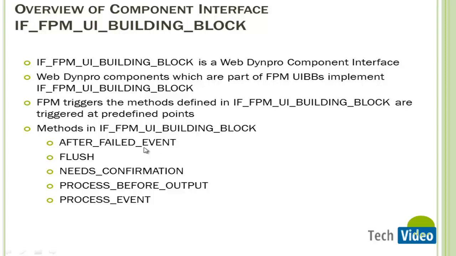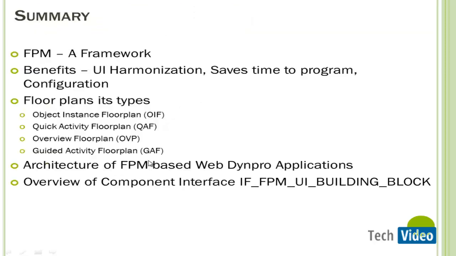These are all the different methods that are there in this particular FPM component interface: after failed event, flush, needs confirmation, process before output, and process event. The predefined order will be discussed in upcoming sessions, but the entire order and execution depends on the FPM environment, and the user doesn't have any control to change the order programmatically.